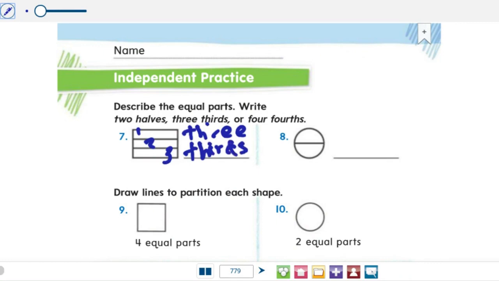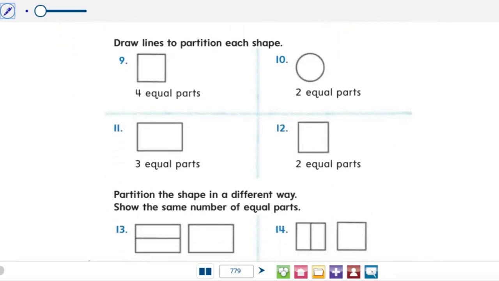All right. For number 8, I can see we've cut it into 1, 2 equal parts. So if there's 2 equal parts, then we've got 2 halves. 2 halves, all right? 2 equal parts come out to be 2 halves. The next one says draw lines to partition each shape. And if you remember, partition just means to separate. So I want 4 equal parts.